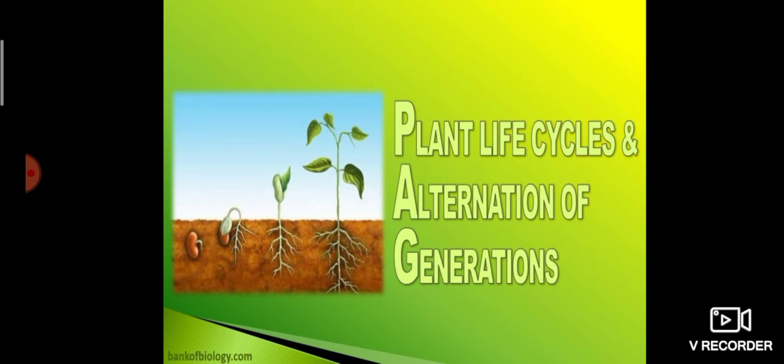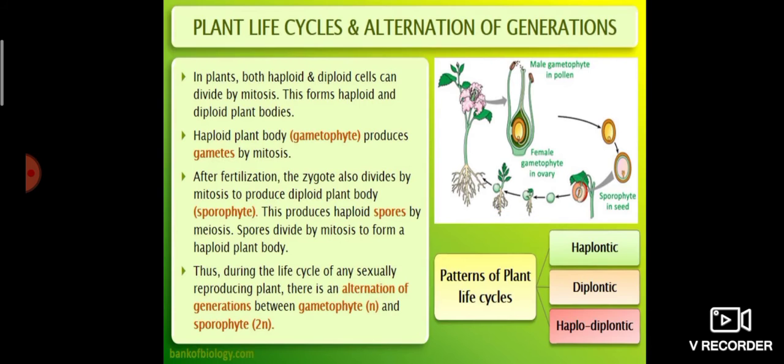Good morning, students. Today we are moving to the last section of our chapter Plant Kingdom, that is plant life cycles and alternation of generation. We studied algae, bryophyte, gymnosperm, pteridophyte, angiosperm. In all these groups, there is a particular type of life cycle, and there is an alternation in the gametophyte and sporophyte generation. So that is what we are going to look at in this portion. Plant life cycle and alternation of generation.